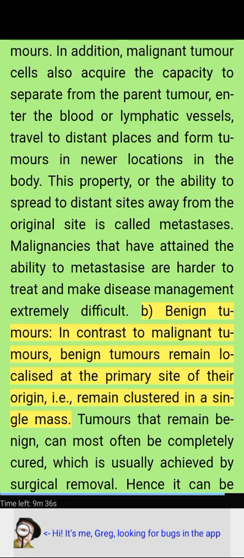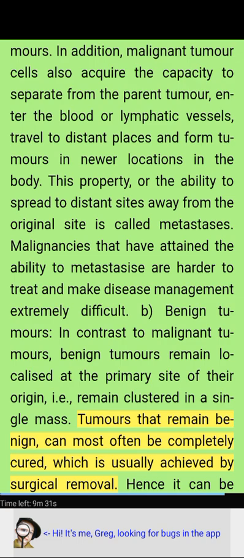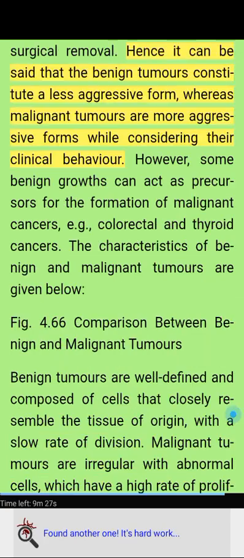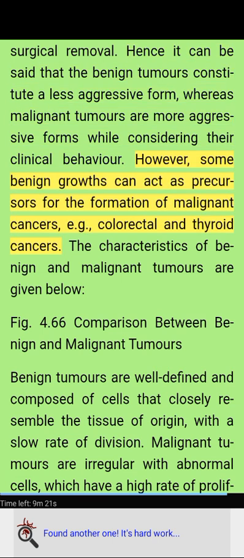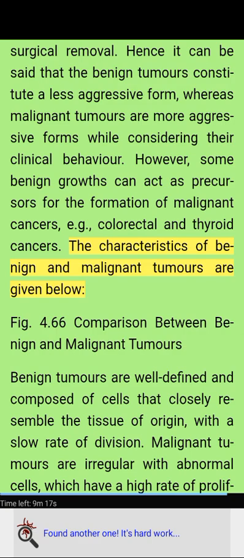Benign tumors. In contrast to malignant tumors, benign tumors remain localized at the primary site of their origin, i.e., remain clustered in a single mass. Tumors that remain benign can most often be completely cured, which is usually achieved by surgical removal. Hence, it can be said that benign tumors constitute a less aggressive form, whereas malignant tumors are more aggressive forms while considering their clinical behavior. However, some benign growths can act as precursors for the formation of malignant cancers, e.g., colorectal and thyroid cancers. The characteristics of benign and malignant tumors are given below.